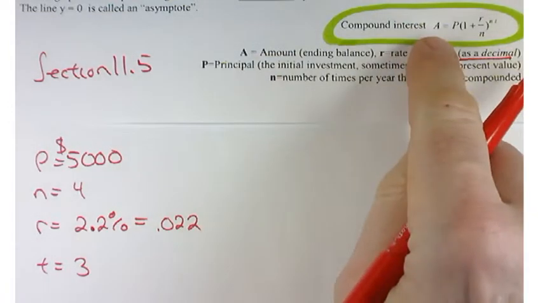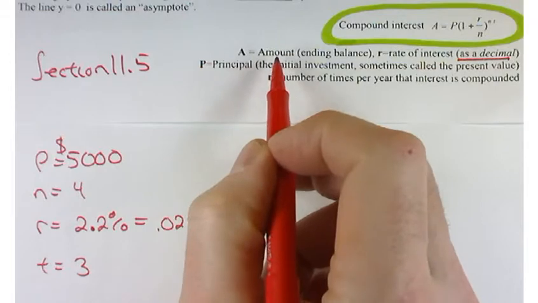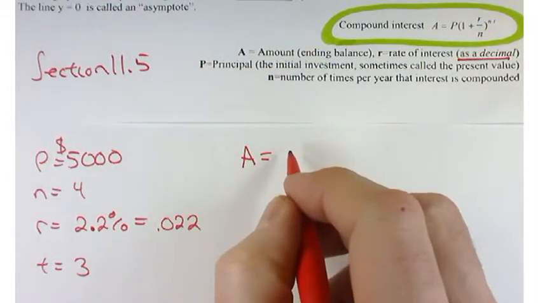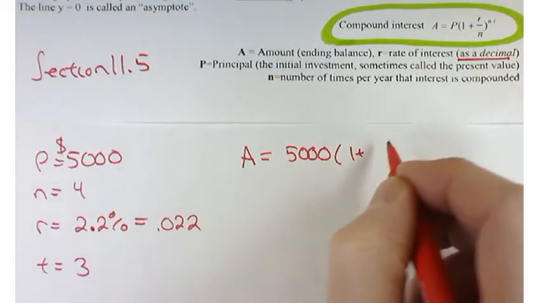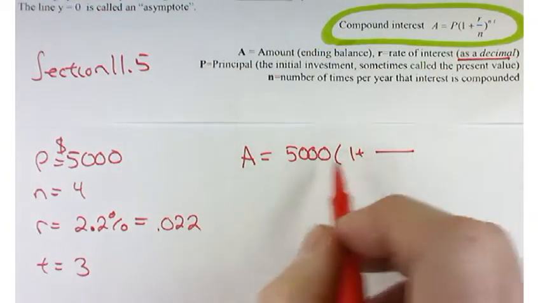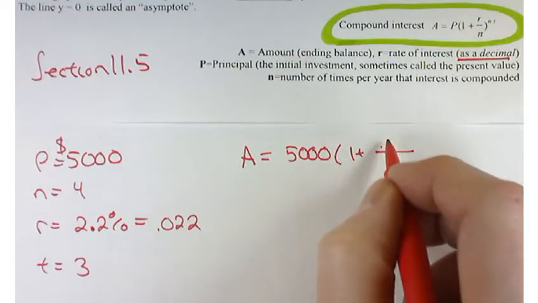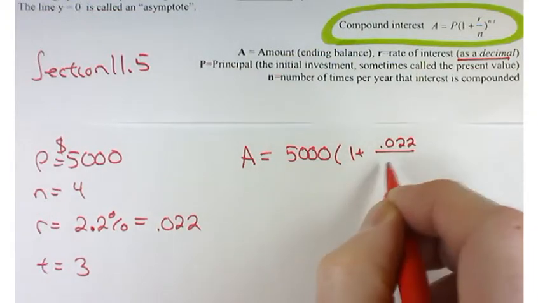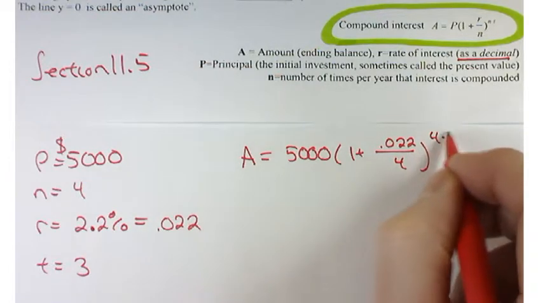Let's plug everything in here and figure out how much we're going to get. A really stands for your amortized value. When you buy a house, you're going to get an amortization schedule. It tells you how much of that house you actually own. So it's going to be 5,000 times parentheses 1 plus 0.022 divided by 4 raised to the 4 times 3 power.